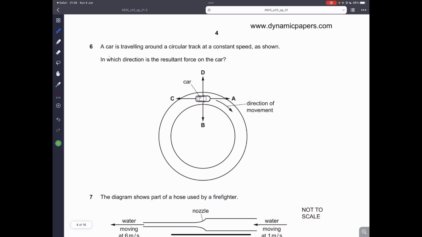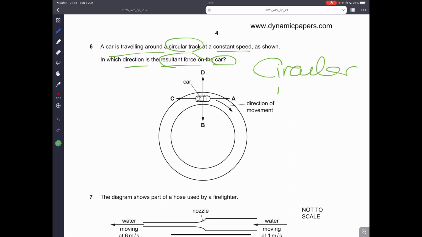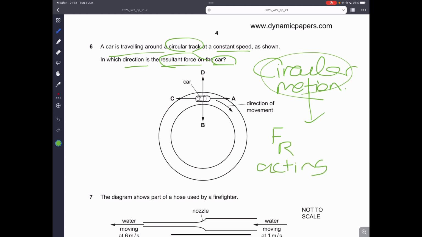Question number 6. A car is traveling around a circular track at constant speed. In which direction is the resultant force on the car? The resultant force when traveling, this is called circular motion, and this is something that you guys have to learn. And in circular motion, remember the resultant force is always acting inwards.